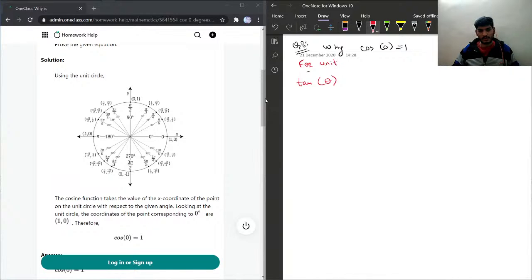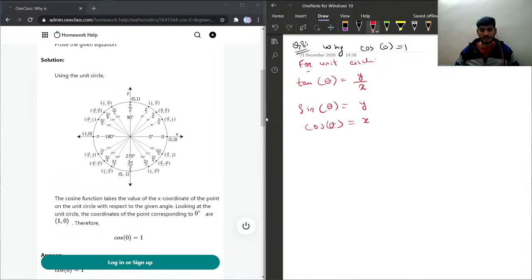This is for the unit circle. Tangent of theta is y by x. Then for theta, we have sine of theta. Sine of theta is this perpendicular, so this is y, and cosine of theta is just the x coordinate. So if you want to calculate tangent of theta, we'll just divide the y coordinate by the x coordinate.